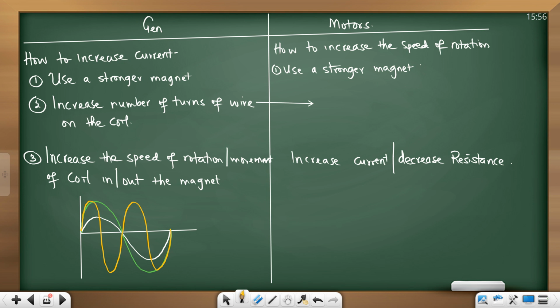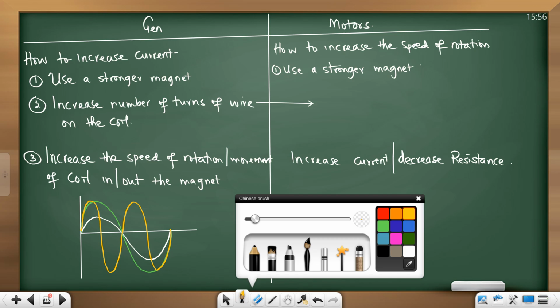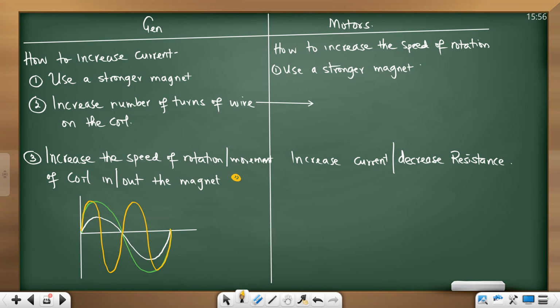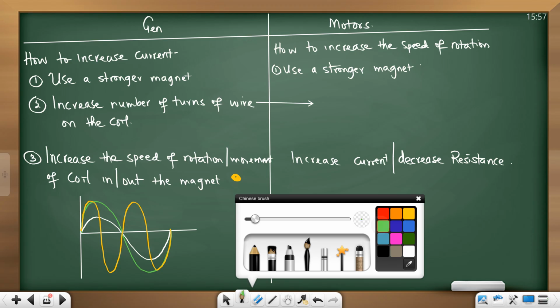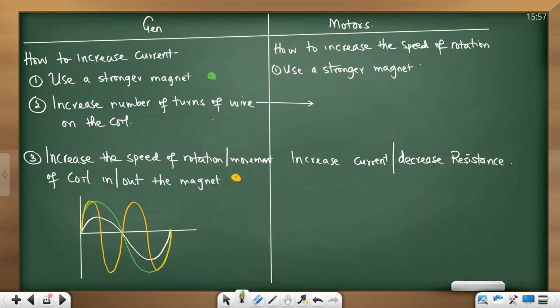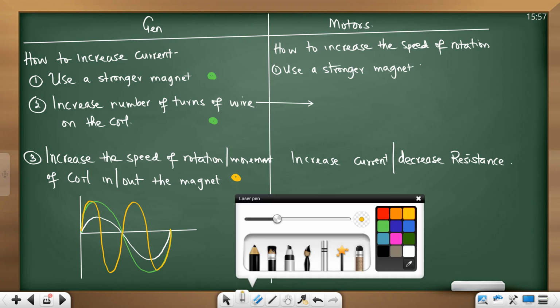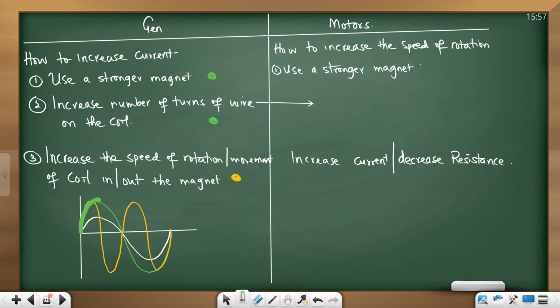I have the yellow one and the green one. I'm going to use color codes. You see the yellow one is this, while the green one is number 1 and number 2. If we use a stronger magnet, what happens? Current will increase, but the frequency remains the same. If we increase the number of turns, that's also going to increase, but frequency remains the same.